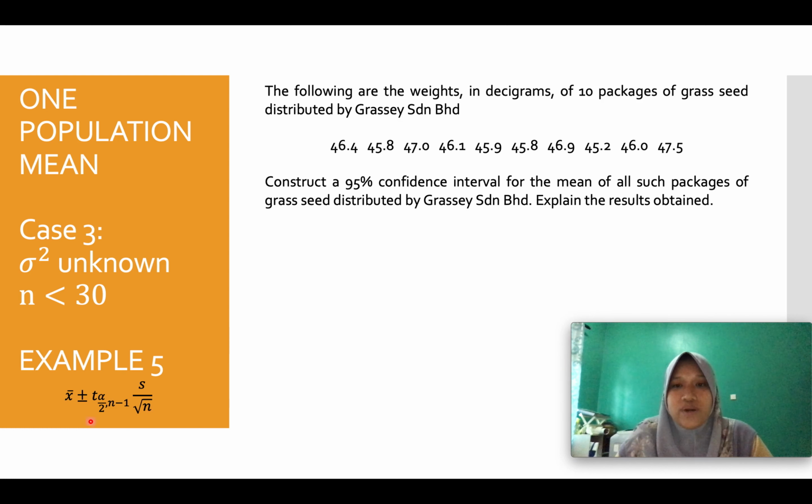Okay, again, so this one, you are given the raw data, so you have to calculate the value of x bar and s. Okay, so you just use your calculator. Okay, so why does this fall in case number 3? Because first, we do not know the population variance, sigma squared has no value, and then we only have sample size equal to 10. Okay, now let's calculate the value of x bar.